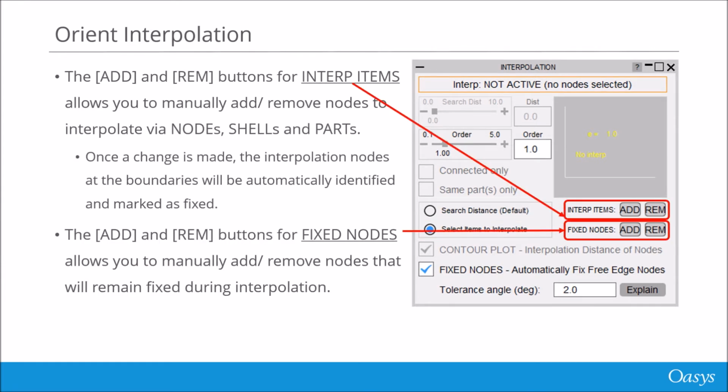So in this mode, you have options for adding the items that you want to interpolate. So in the previous slide, that would be the blue part. You can also remove nodes, elements, parts from that selection. And you can also specify what the fixed nodes are, so that boundary. Now, when you make your interpolated item selection, Primer will automatically work out the outer boundary of that selection, and they will be marked as fixed. But then you can change that as you see fit.